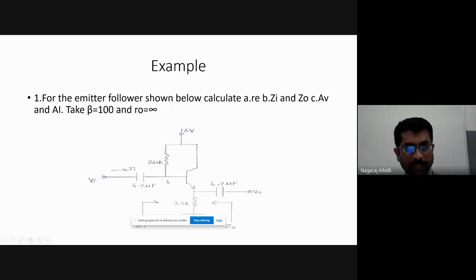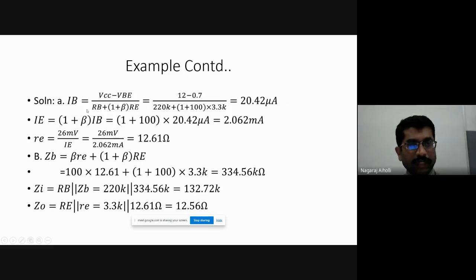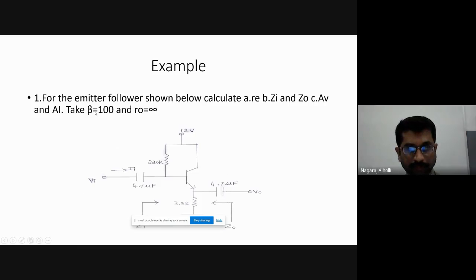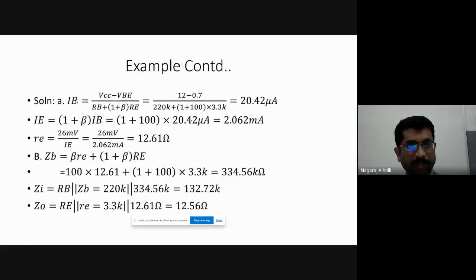So for this circuit, they have given the beta value and R naught as infinity. You have to find first the AC resistance RE, input impedance ZI, output impedance Z0, voltage gain AV, current gain AI, considering beta equal to 100 and R naught equal to infinity. We know the equation for the IB of the emitter follower circuit. What is the equation for IB? It is VCC minus VBE.